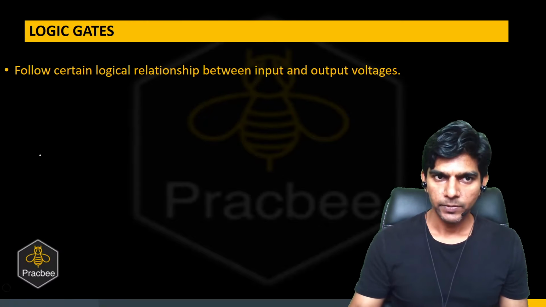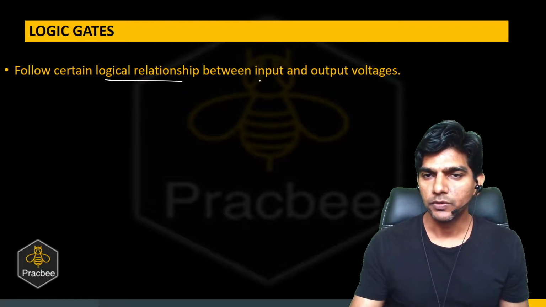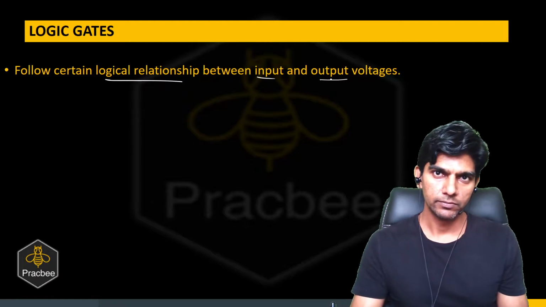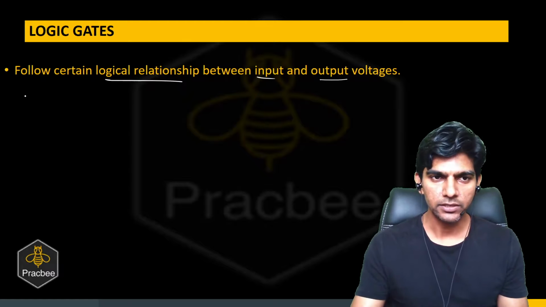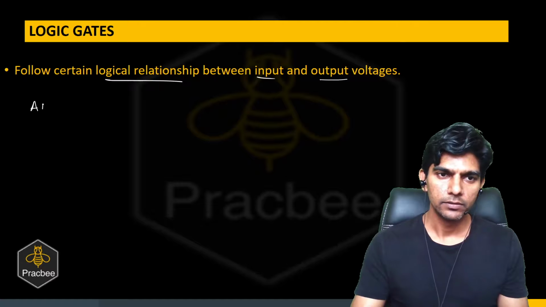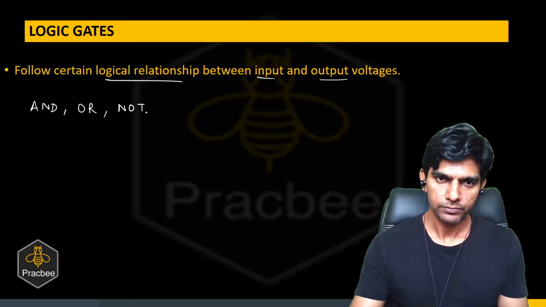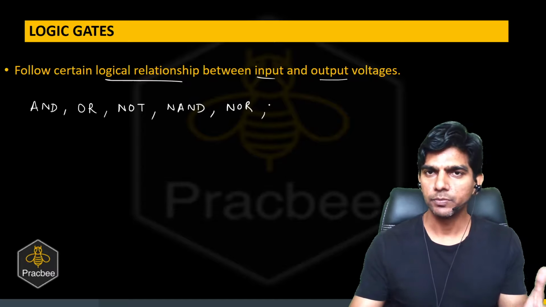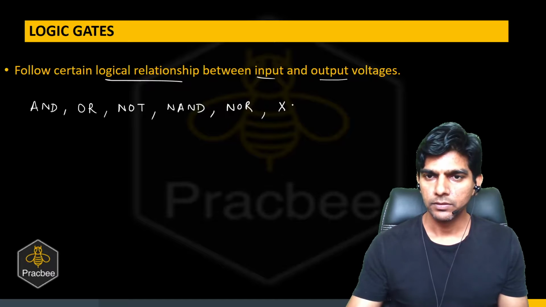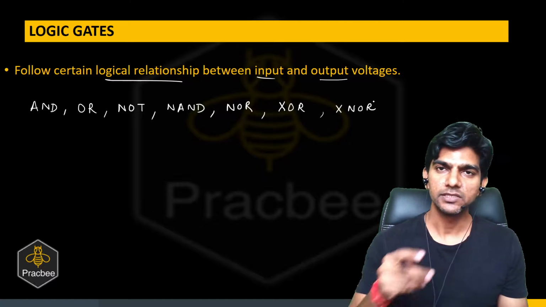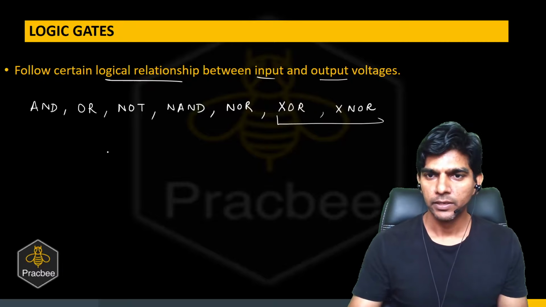So what are logic gates? There is a certain logical relation between the input and the output of the voltages. We are going to cover five gates. One is AND, then OR, then NOT, NAND, NOR, and there is a special purpose gate, that is exclusive gates. You can say XOR, or you can say XNOR. So these are special gates, exclusive gates basically.